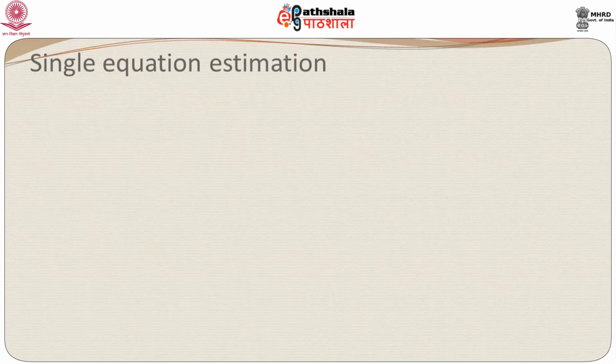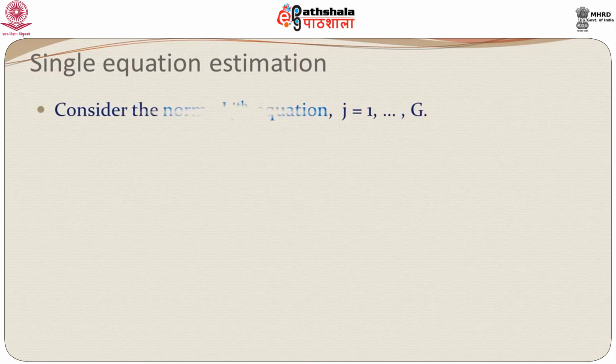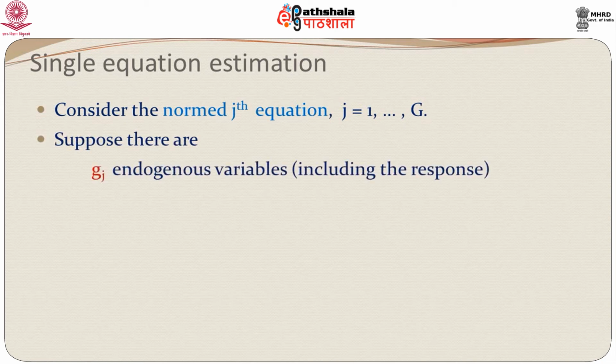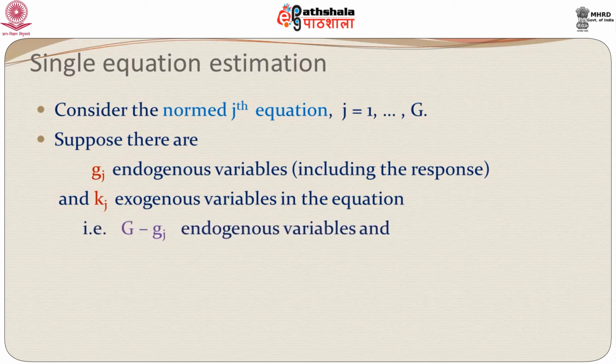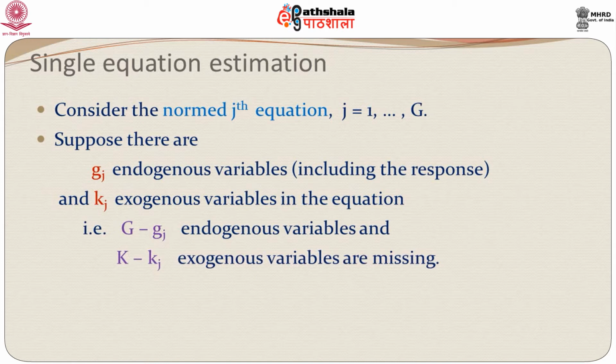We will start with the single equation estimation method. In this case, we will look at equations one by one. So, we will consider in general the jth equation, and we will assume that the jth equation is normed. Suppose there are g_j endogenous variables including the response and k_j exogenous variables in the jth equation. Mind you, all the variables will not be there in each of the equations. So, g minus g_j endogenous variables are missing and k minus k_j exogenous variables are missing from the jth equation. We need this for identification, remember.